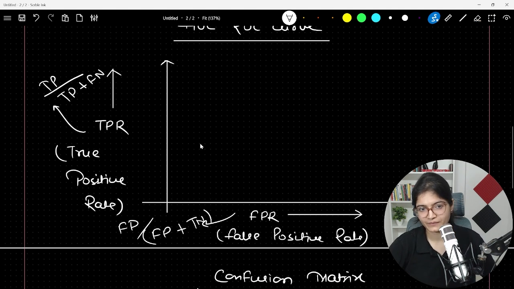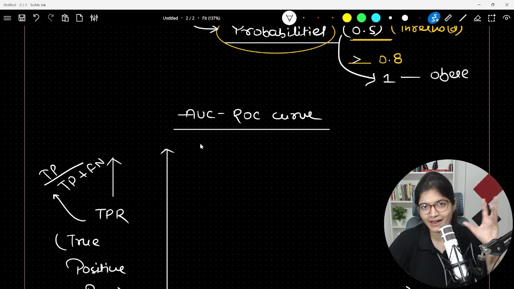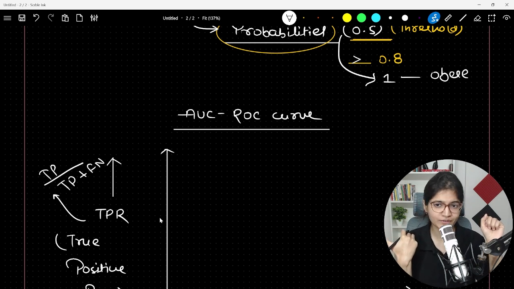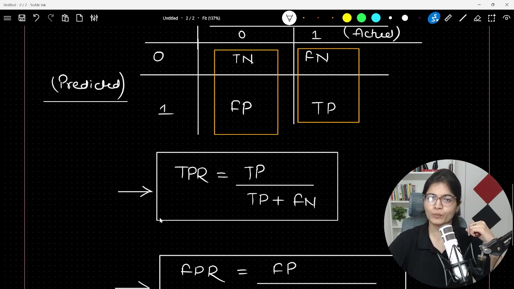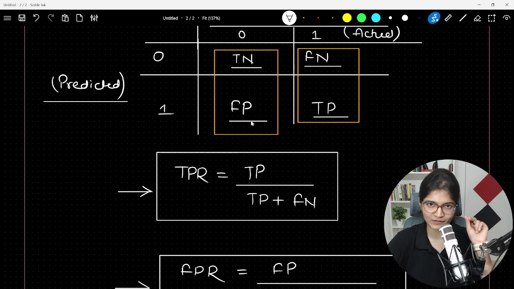So now what will happen? It's quite interesting. You will try to plot, as per the threshold values, what is the value of TPR and what is the value of FPR. If the threshold is 0.5, what value are you getting? If your threshold is 0.8, what value are you getting? If the threshold is 0.2, what value are you getting? Whenever the threshold changes, I hope you all agree with me that these four values, true negative, false negative, TP and FP, will change. And if these values change, your value of TPR and FPR will also change.